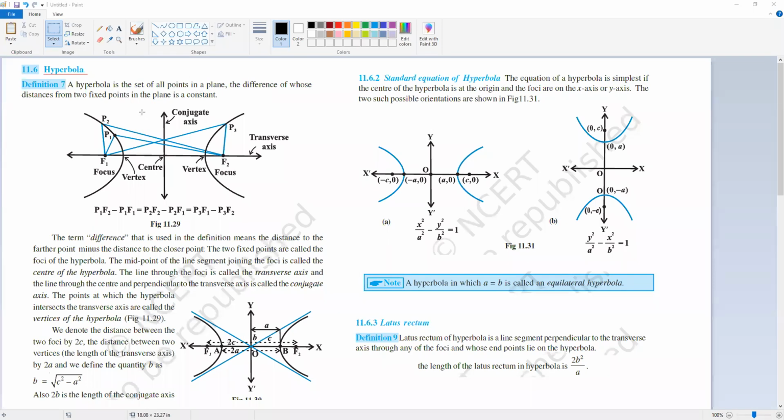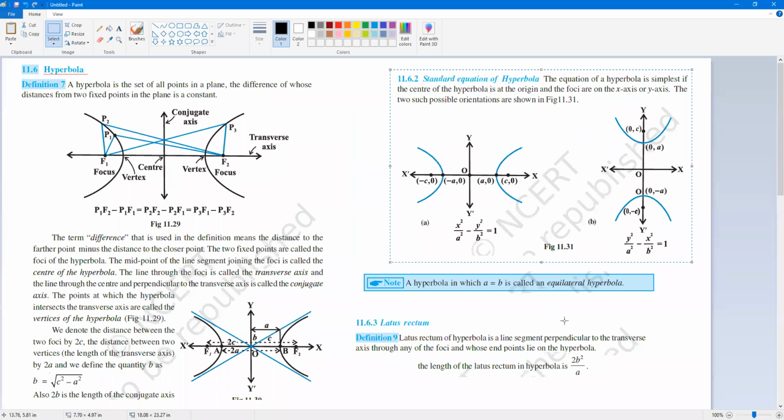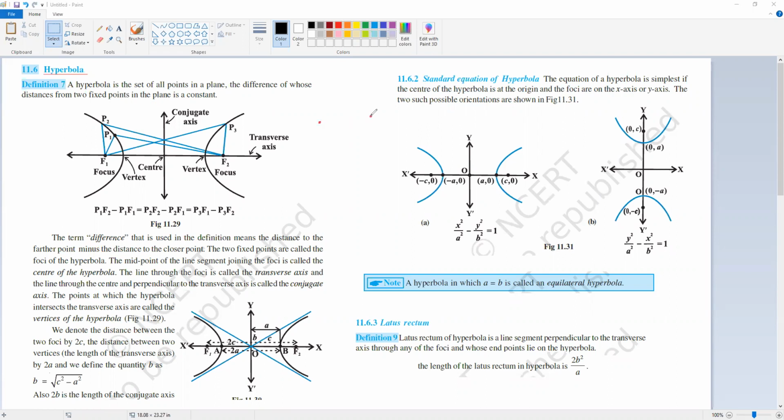Like in the circle we have seen a particular definition, the parabola we have seen, and in the ellipse we have seen that an ellipse is the set of all points in a plane such that the sum of the distances of that point from two fixed points is a constant. So here you have two fixed points, known as the foci F1 and F2.